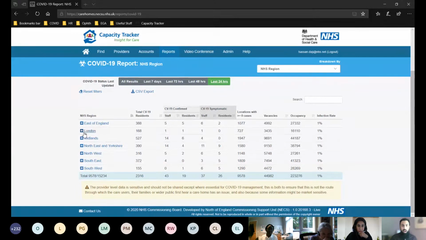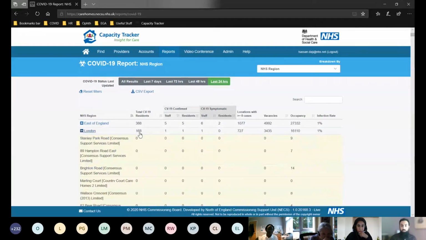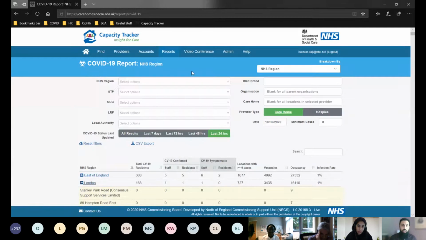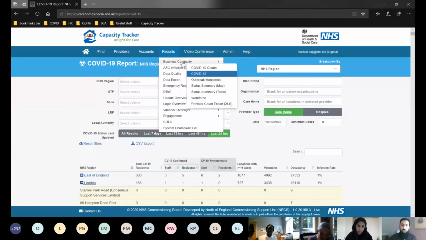For example, in London as of today, there are 168 COVID-19 residents active, and that's confirmed and suspected for staff and residents. Then there's a separate box around the homes that have more than 0 cases, so 1 or more. And then there's guidance around infection rates. So what does that look like for London as a region? That's one of the COVID-19 reports that we can see.